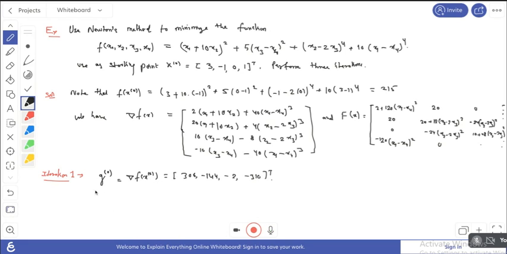Then you have to find the Hessian matrix. This is your Hessian matrix, a 4 by 4 matrix, and here we have written some entries and some are left. You can calculate those, correct them, and fill in the remaining entries. Then put in the values of x1, x2, x3, x4, so this is the Hessian at that point.